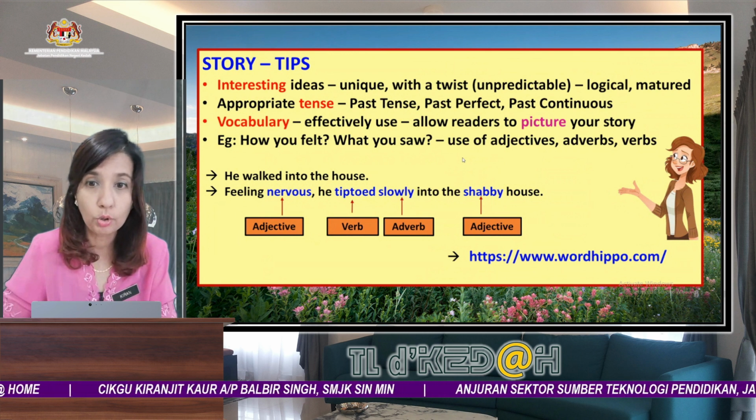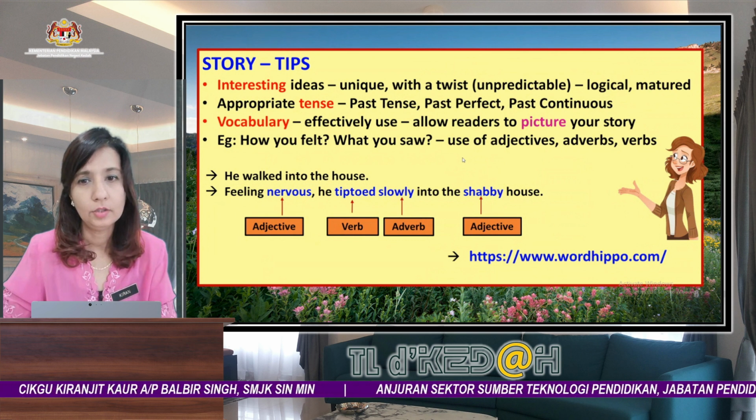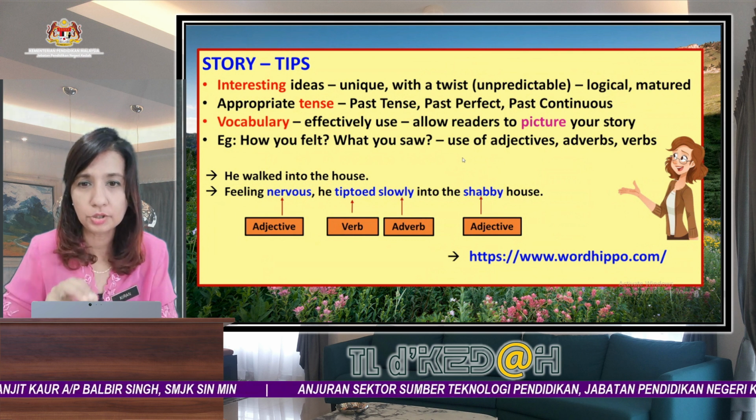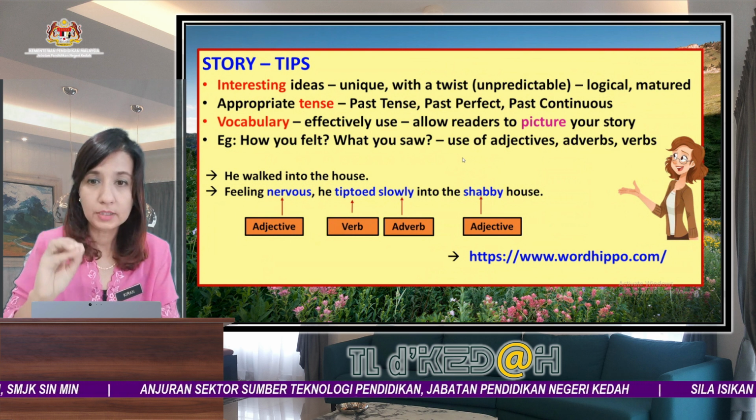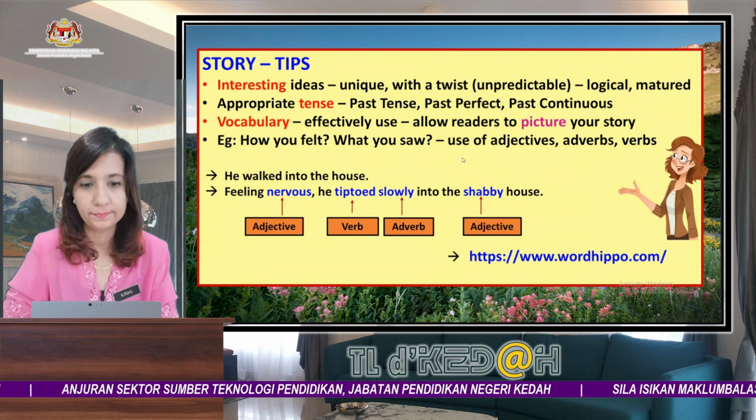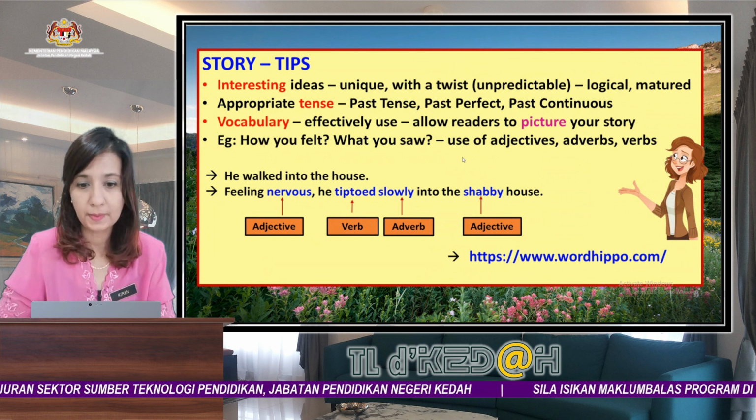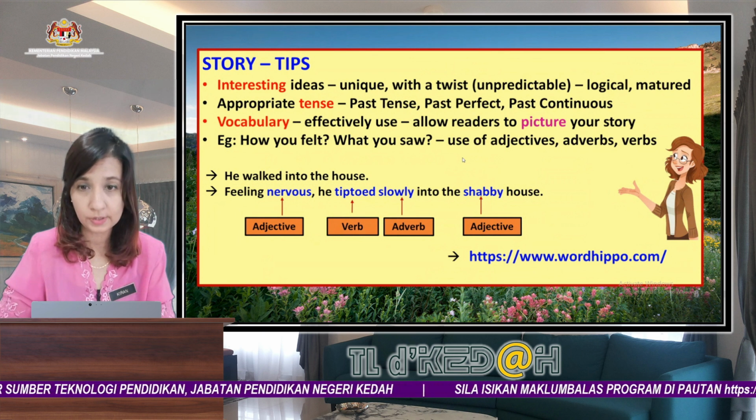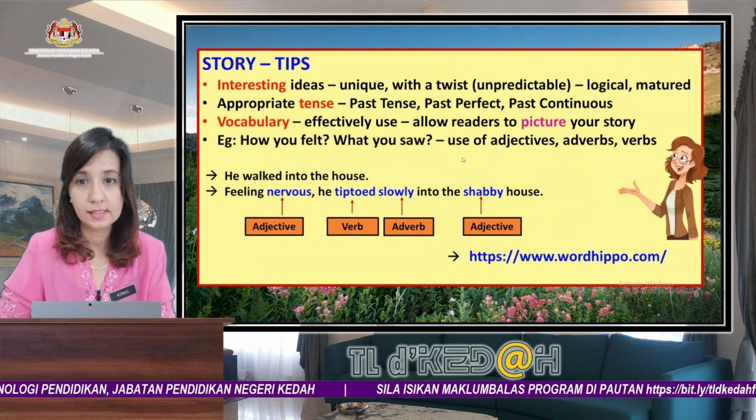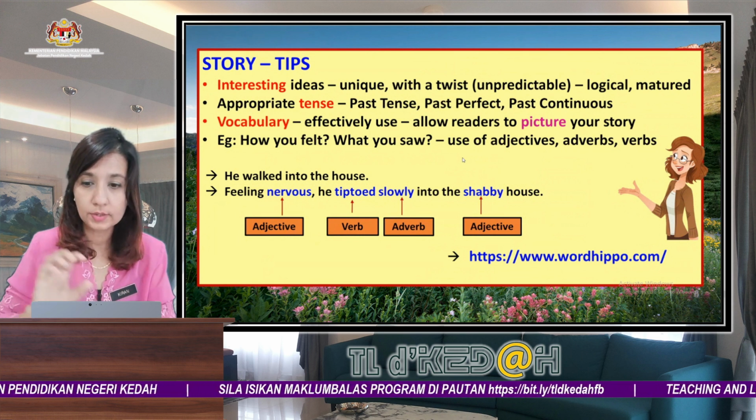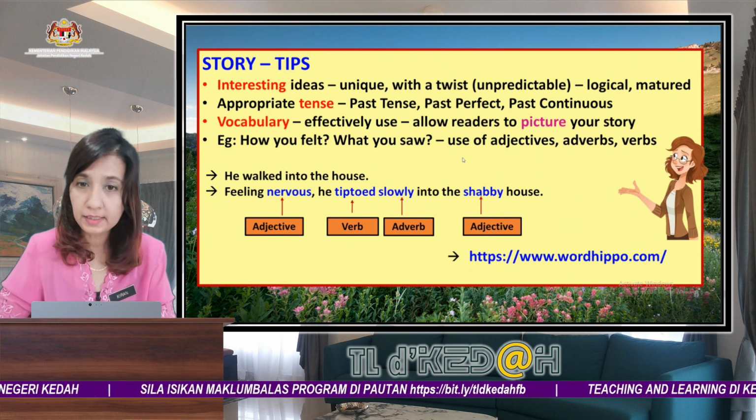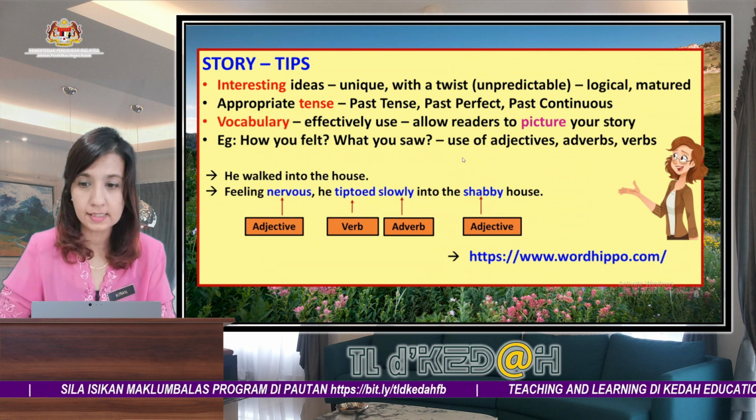Don't write stories about ghosts, aliens. Those are not logical and they do not show maturity. Okay, make sure stories are mature and realistic. Use appropriate tense, like past continuous, like was coming, was going, they were sleeping. Those are past continuous. Vocabulary should be effectively used, like I said just now.